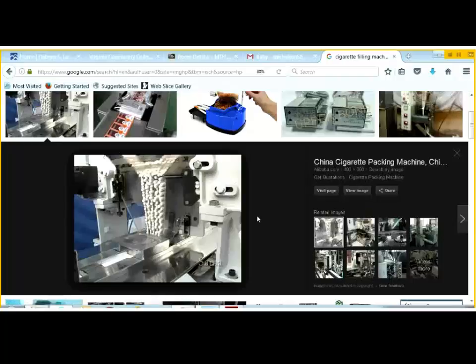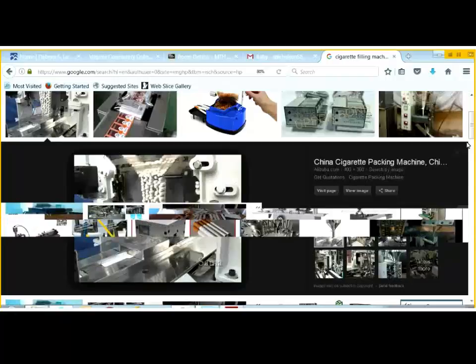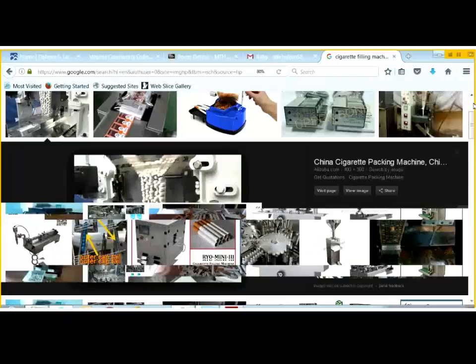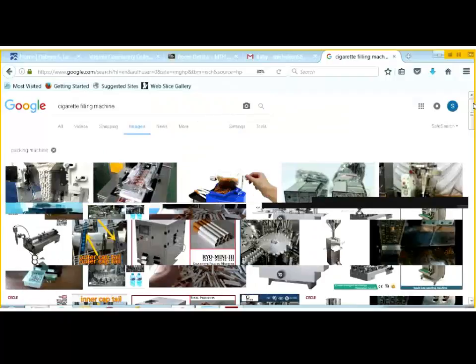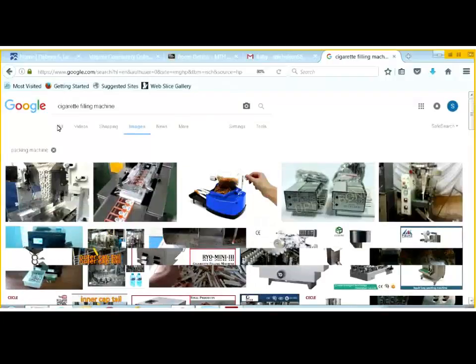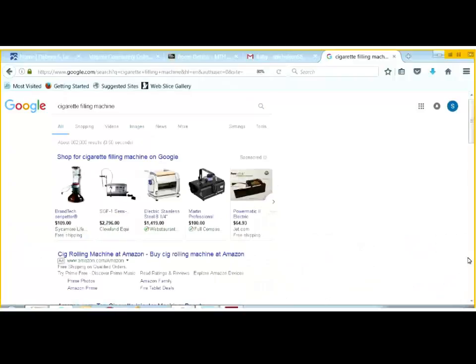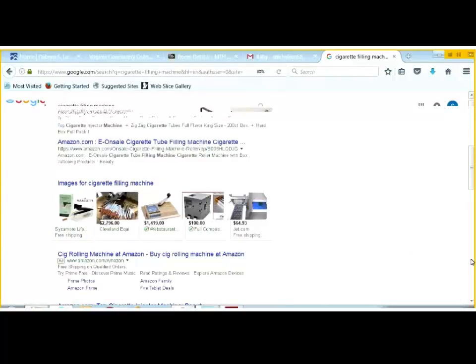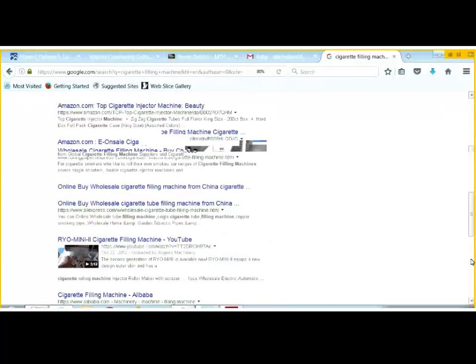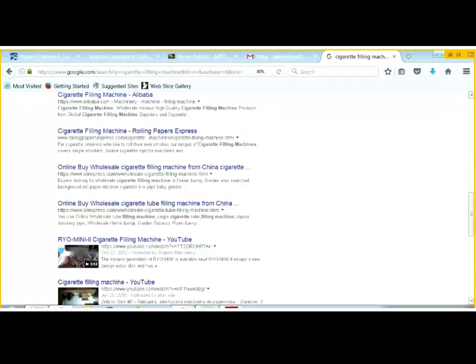Now, this is a China cigarette packing machine. Let's see if we can find any other cigarette packing stuff here. Yeah, I wonder who makes these. Let's see who makes it. Like I said, they probably don't sell them out on the open market because they're such a proprietary thing.